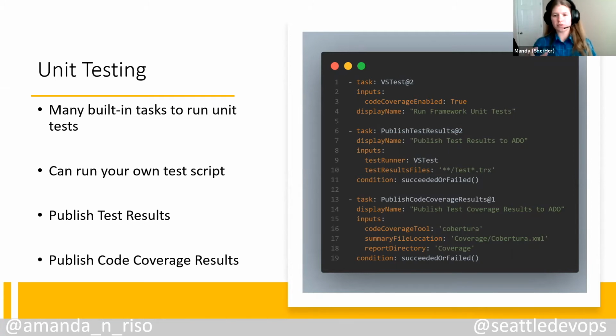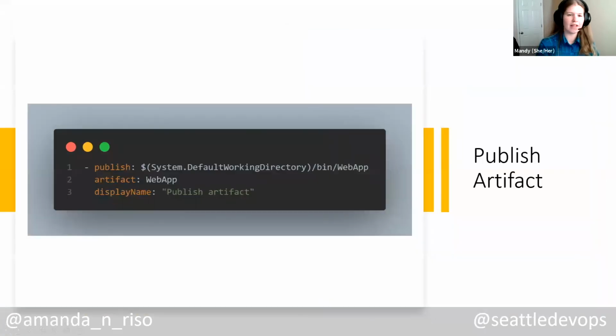One thing I do also want to call out is lines 11 and 19. Those are conditions, succeeded or failed. What that means is any task before those, even if it has failed, will always run. So if your unit test failed, which can definitely happen, you still get your results of both the unit tests and the code coverage. And then the most important part of this all is publishing your artifact.